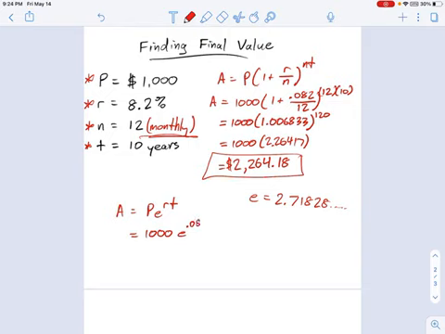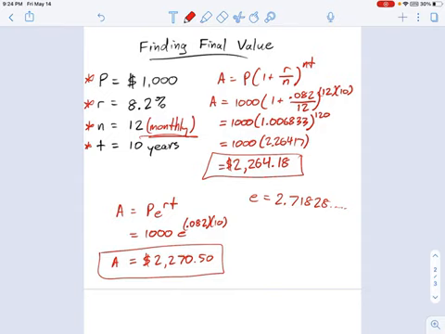It's 0.082 as the interest rate and 10 years. Okay, so I'm just going to punch that all in one line. 1,000, where is the e button? Here we go. 1,000 e to the 0.82. Okay, so what I get here is, drum roll, $2,270.50.